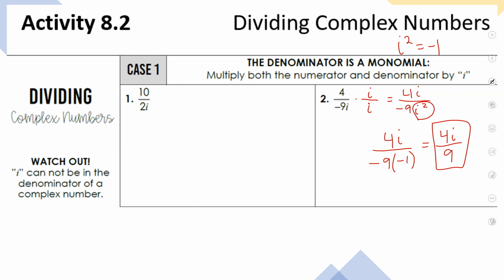Okay? So for number 1, when you simplify it, it's 10i over negative 2. How would you simplify that? It would be negative 5i. Let's do number 2. So if I multiply this by i and the denominator by i, I'll get 10i over 2i squared. This would be 10i over 2 times negative 1. So this is 10i over negative 2. What's 10 divided by negative 2? So it would be negative 5i. Okay, so that is dividing with complex numbers.